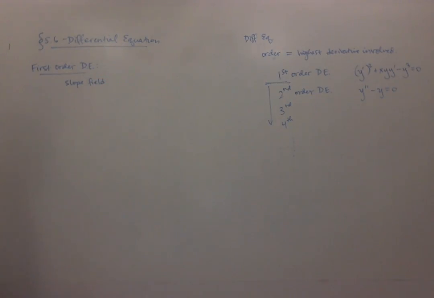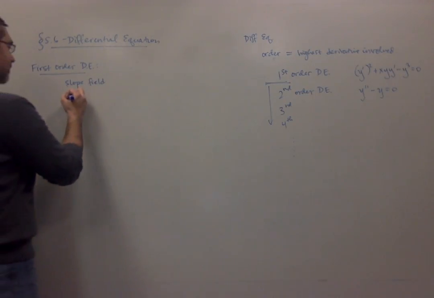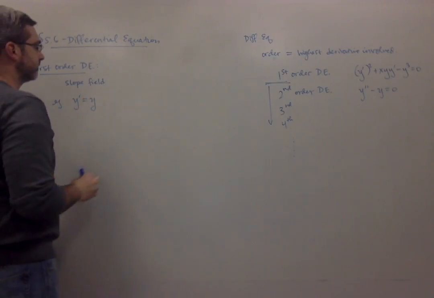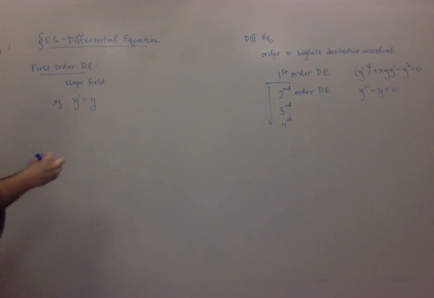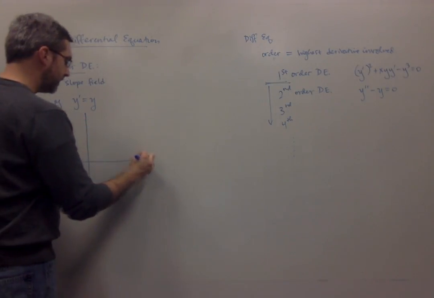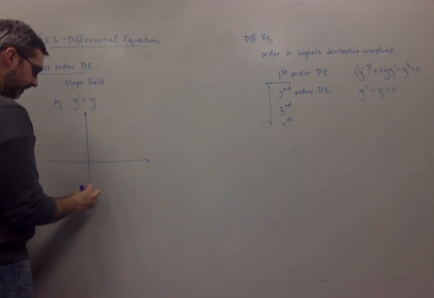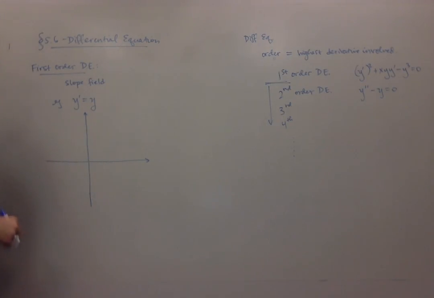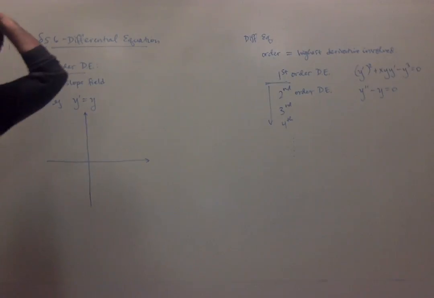Okay, let me explain what a slope field is. So it's probably easiest for me to explain it by giving you an example here. So let's take the example y prime equals y. Okay? What I'm going to do is I'm going to draw some axes here, and I'm going to actually figure out a way to draw the solutions of this equation, even though I haven't figured out how to solve this equation yet.